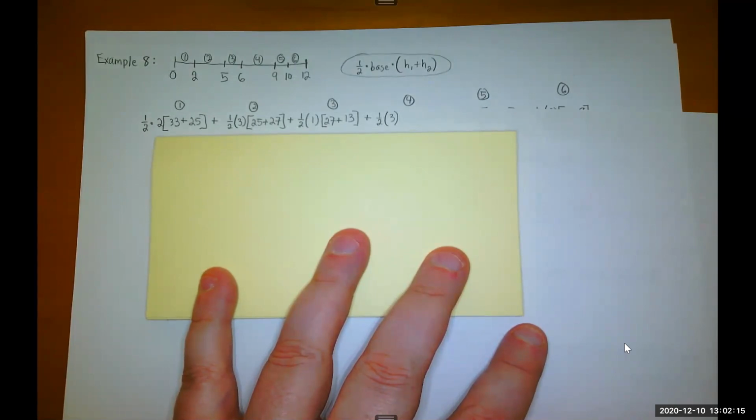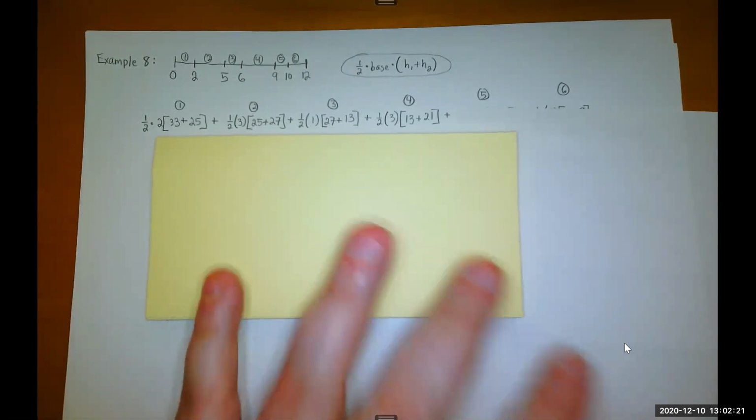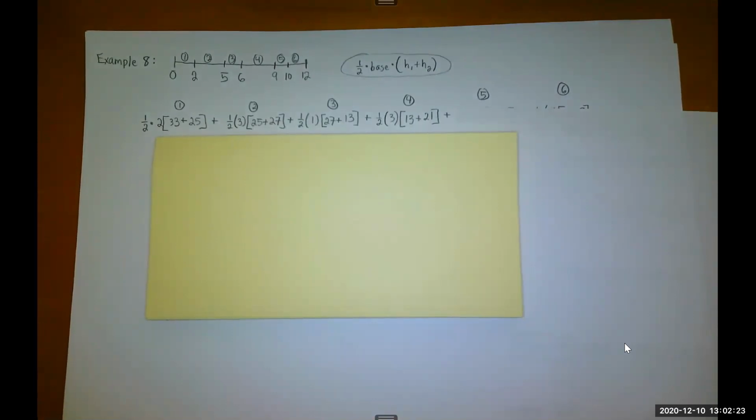Did you write down 13 plus 21? I hope so, because 13 is the function value from the table at 6, and 21 is the function value from the table at 9. Please do the last two trapezoidal areas on your own. I will wait. I'll give you some time. Be a good captain of your ship.